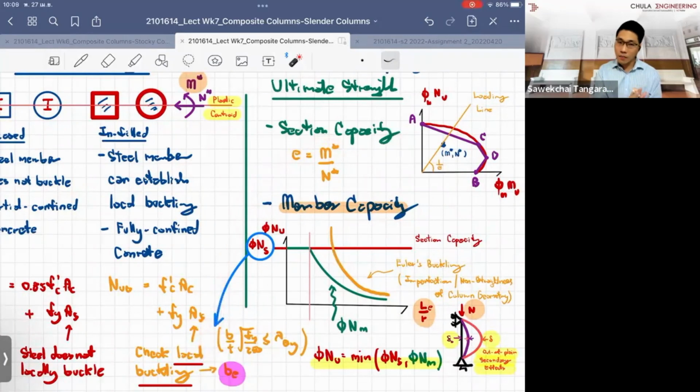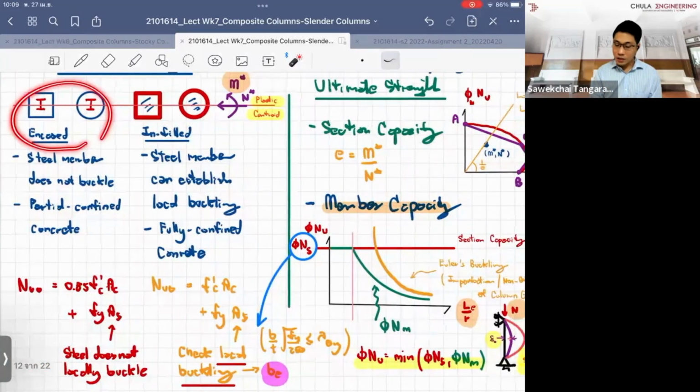Is it prone to local buckling? You have to adjust it by using the concept of effective areas, as we discussed, to adjust the portion of the steel member, especially for the infill. But for the encased section, you don't need to because it has been prevented from local buckling, right?